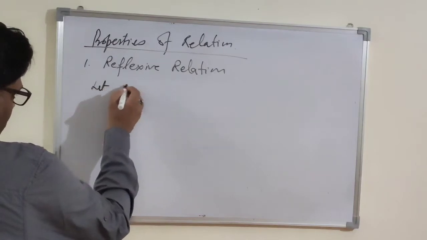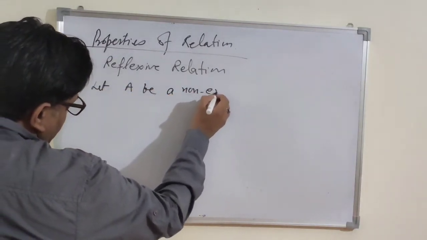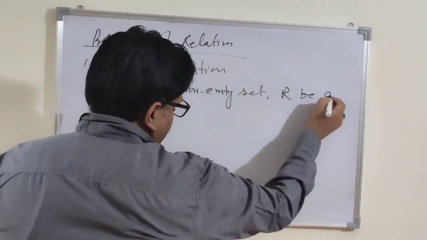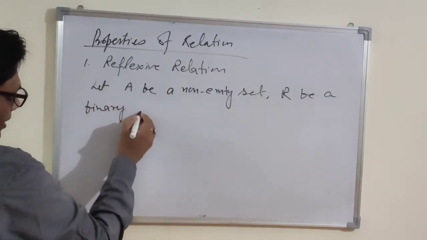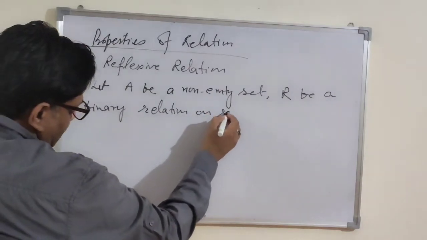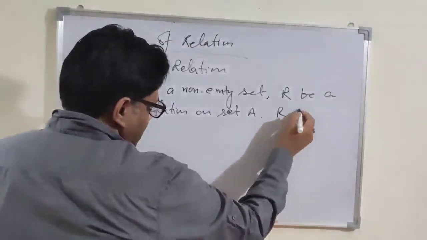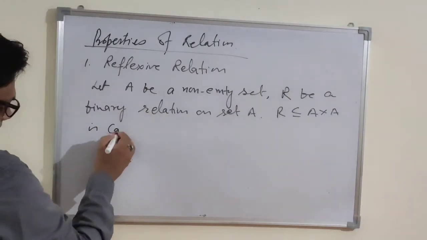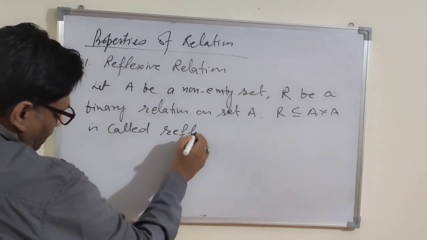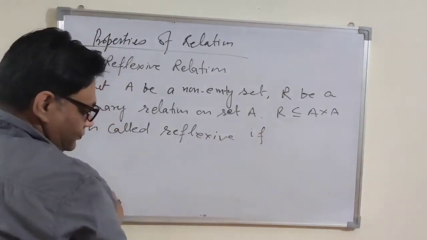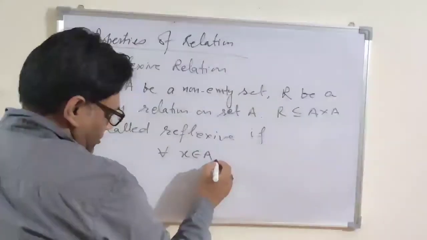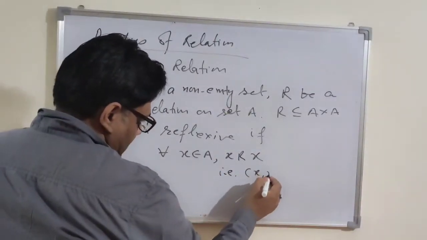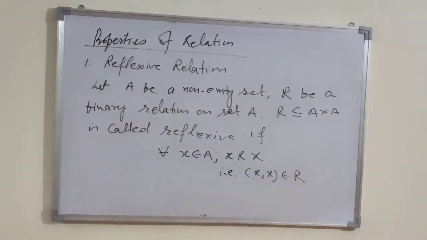So let A be a non-empty set and R be a binary relation on set A, and R is a subset of A cross A. It is called reflexive if for every x belongs to A, x is related to x, that is (x, x) belongs to R. So what is the meaning of this definition?